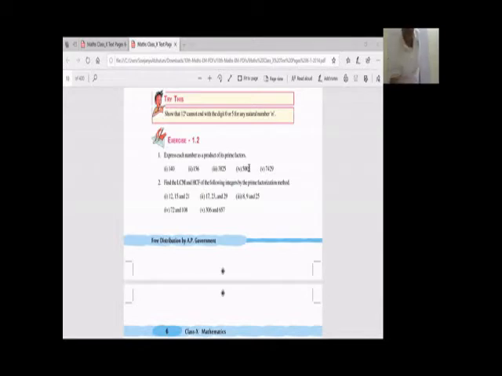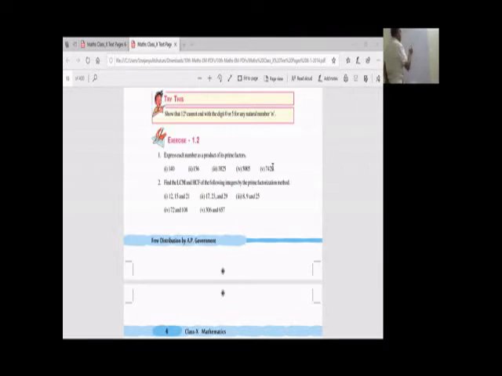Is 7429 prime? Is it divisible by 3? Let us see. 7 plus 4 is 11, 11 plus 2 is 13, 13 plus 9 is 22. Not divisible by 3 or 9.